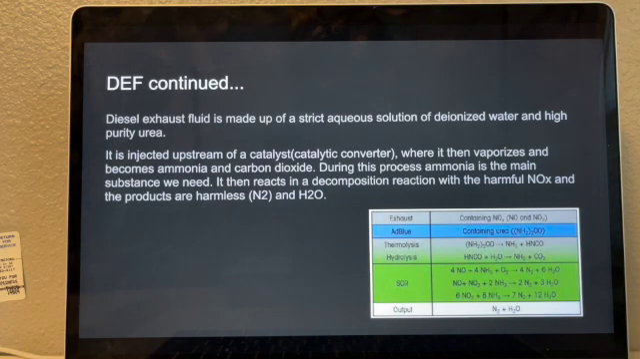DEF continued. Diesel exhaust fluid is made up of a strict aqueous solution of deionized water and high purity urea. This is injected upstream of a catalyst, in this situation the catalytic converter, where it vaporizes and becomes ammonia and carbon dioxide. During that process, ammonia is the main substance that is needed. That reacts with the harmful NOx in a decomposition reaction and produces harmless N2 and H2O. And this is a more in-depth visualization of this reaction.